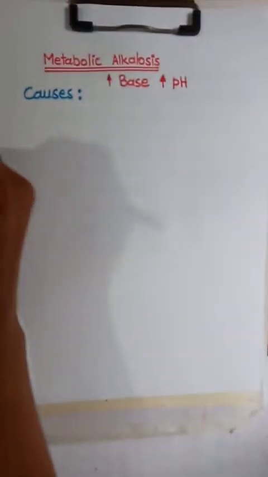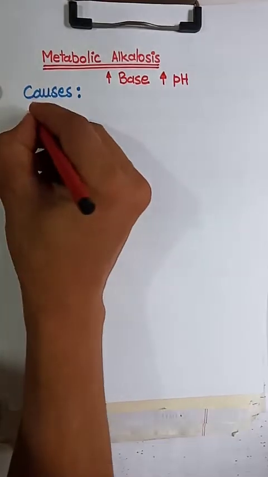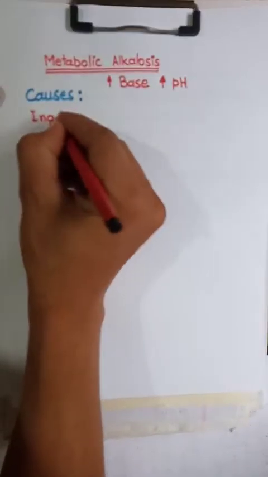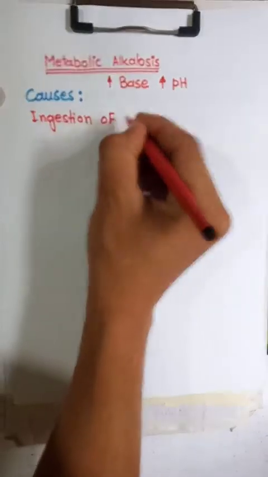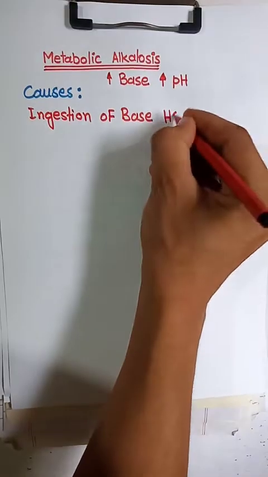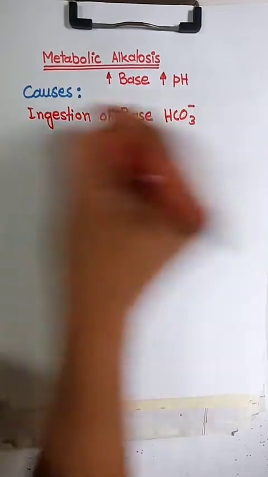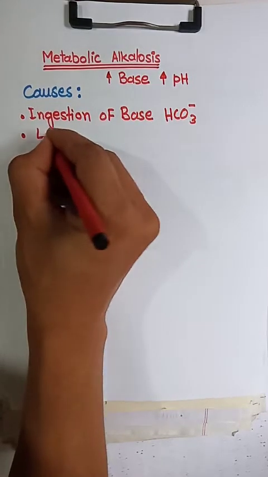Now, causes. The causes of metabolic alkalosis are ingestion of base, that is bicarbonate ion, then loss of acid.